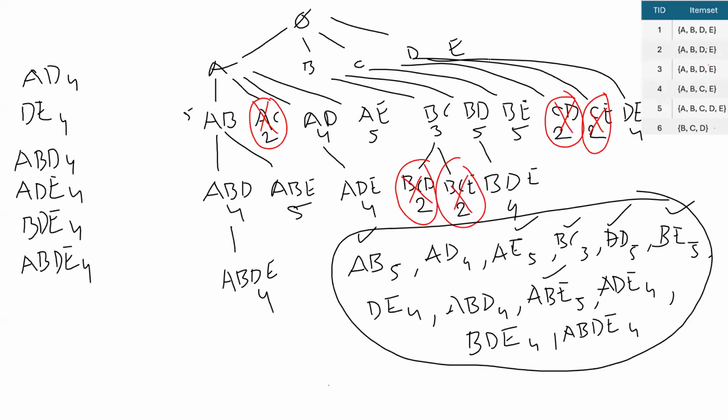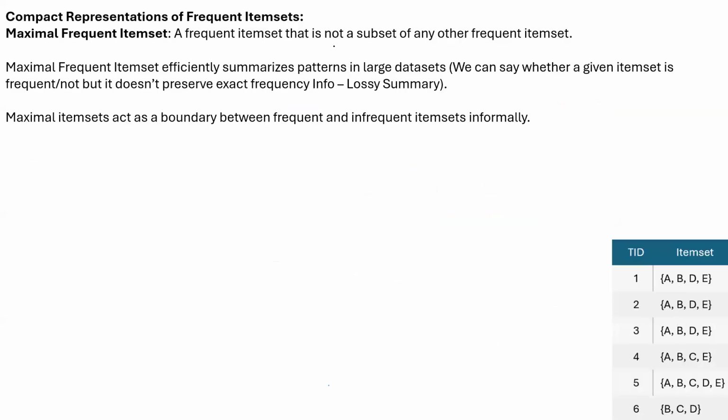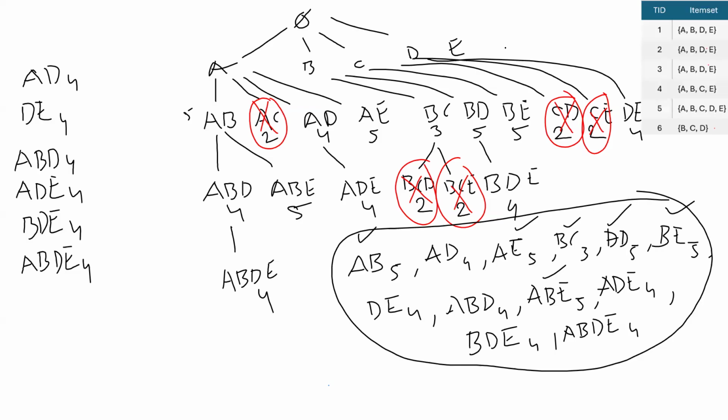So now go back here. This is the lattice diagram that we have done, right? In this, what are the maximal item sets? What is a maximal item set saying? A maximal item set is a frequent item set that is not a subset of any other frequent item set.